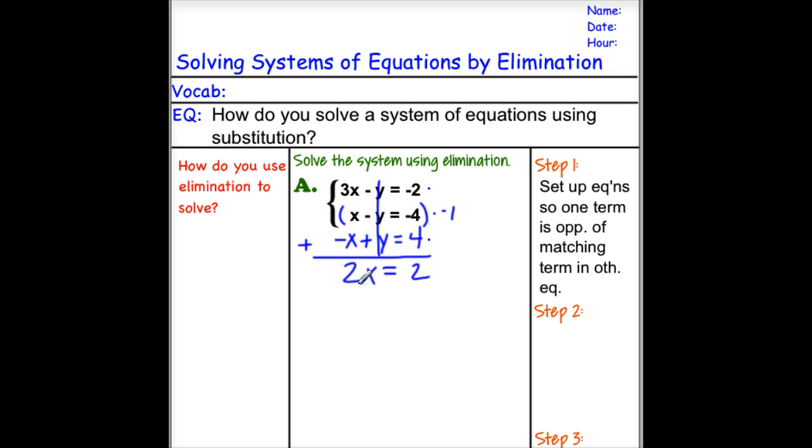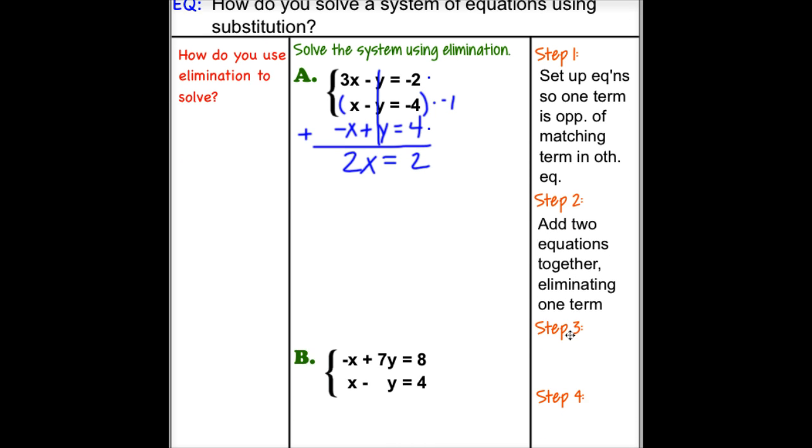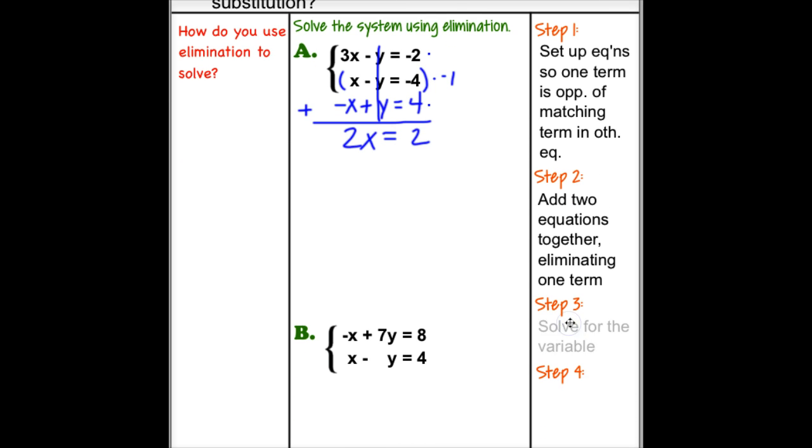Now that I've gotten that, I'm going to go back to my summary, and that's going to be to add the equations together to eliminate that one term. So then step 3 is going to be to solve for the variable, which we take 2x equals 2. We're going to divide by 2 to get x equals 1.